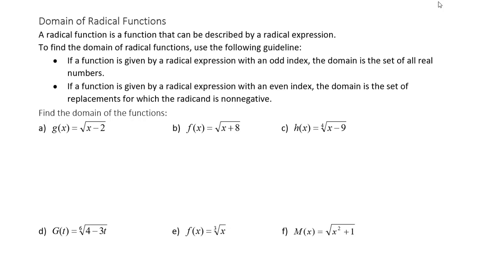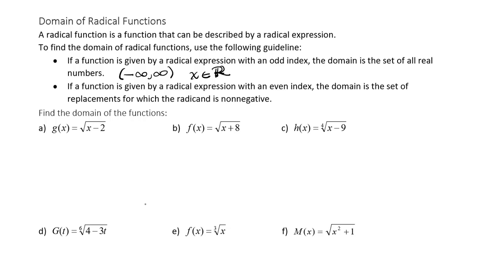If a function is given by a radical expression with an odd index, the domain is the set of all real numbers. You could either write the domain as negative infinity to positive infinity like this, or you could write it as a double-lined R, meaning x is an element of the real numbers. So your domain values can be anything from negative infinity to positive infinity.